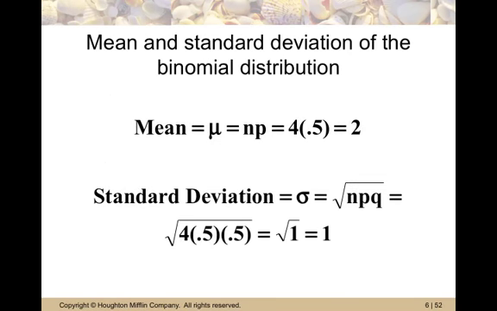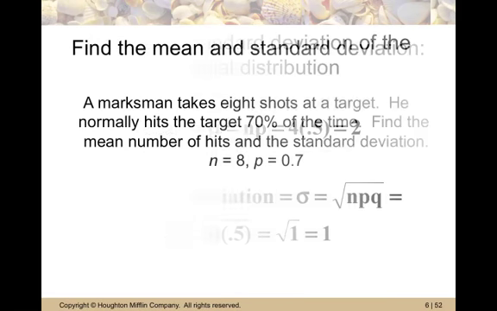So the mean would be n times p, so 4 times 0.5, which is 2. So you would expect to get 2 heads out of 4 coin tosses. And the standard deviation is going to be the square root of n times p times q. So the square root of 4 times 0.5 times 0.5, and so that's the square root of 1, which is 1.